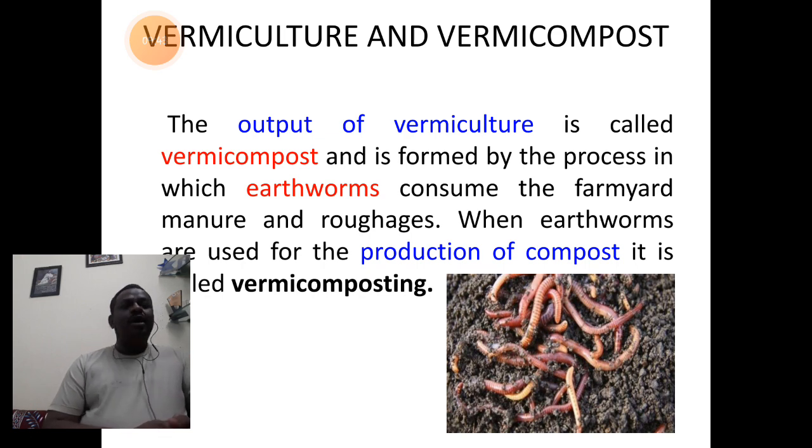The end product or output of this vermiculture process is called the vermicompost. The major organisms used in the vermicompost formation are the earthworms, because these earthworms will feed on both the soil particles as well as the organic waste, and they convert this waste into the useful nutrient product called the vermicompost.